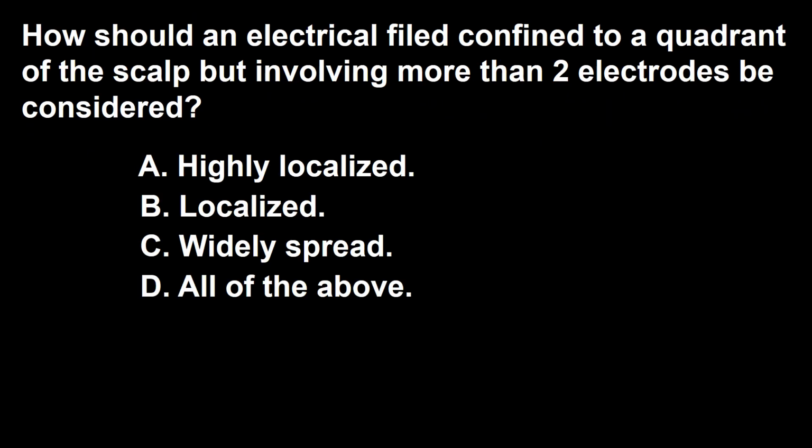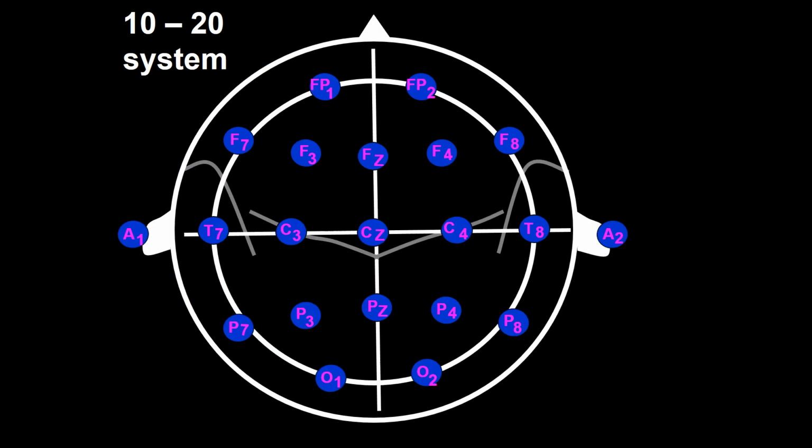Next question. How should an electrical field confined to a quadrant but involving more than two electrodes of the scalp be considered? A. Highly localized. B. Localized. C. Widely spread. D. All of the above. This frame represents the head with 21 electrodes placed using the 10-20 system.